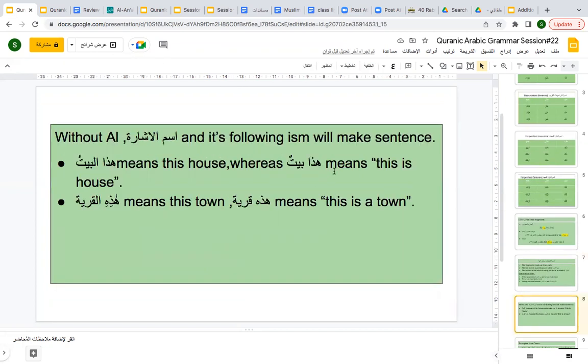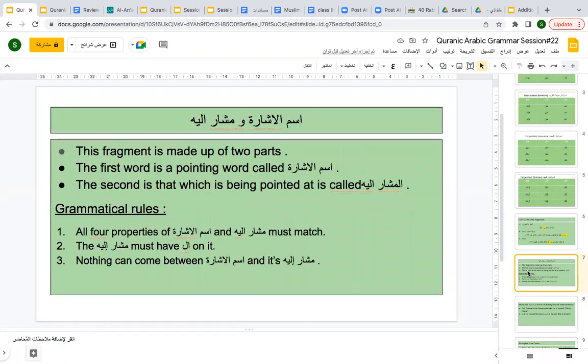Okay, if I give you this phrase, hazal baytu, where is ismul ishara? Haza is going to be ismul ishara, and al baytu is going to be al mushar ilayhi. Easy, simple, no rocket science here. Okay, so what are the grammatical rules that this fragment has to follow?